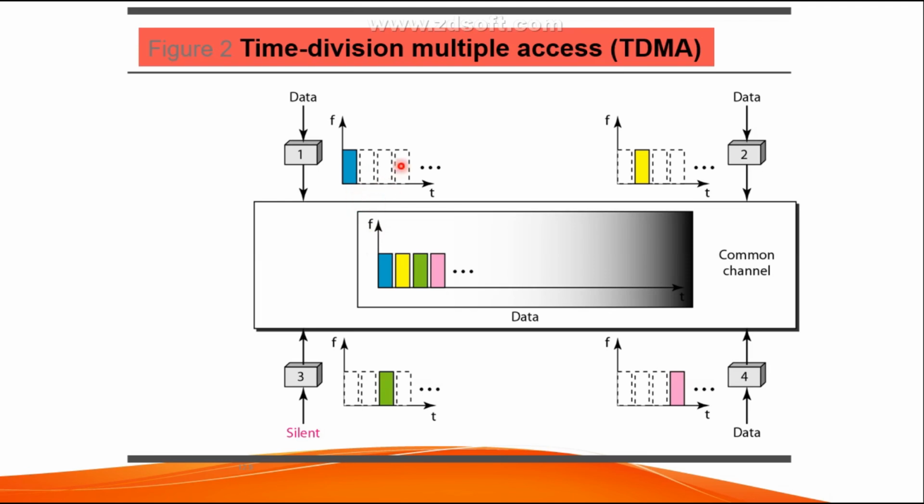And bandwidth, you can see from the figure that in TDMA, bandwidth is just one channel that is time shared between different stations. Bandwidth is the same, but the duration of utilizing that band is different.